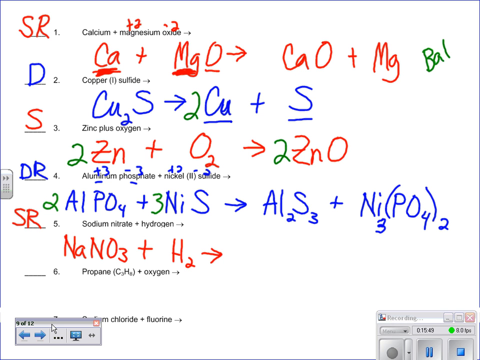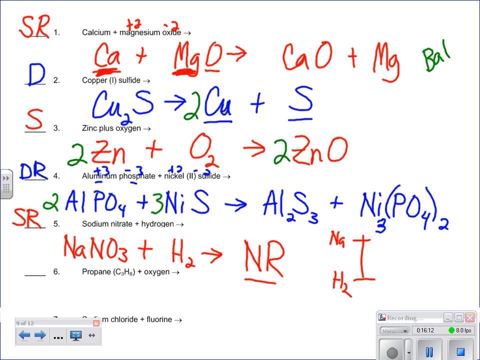So what you need to do now is you consult your activity series, and what do you see? Right, so if you look at that, you see your sodium is up here and your hydrogen is down here. So because of that, this reaction will not take place. So what we do is we just write NR for no reaction.